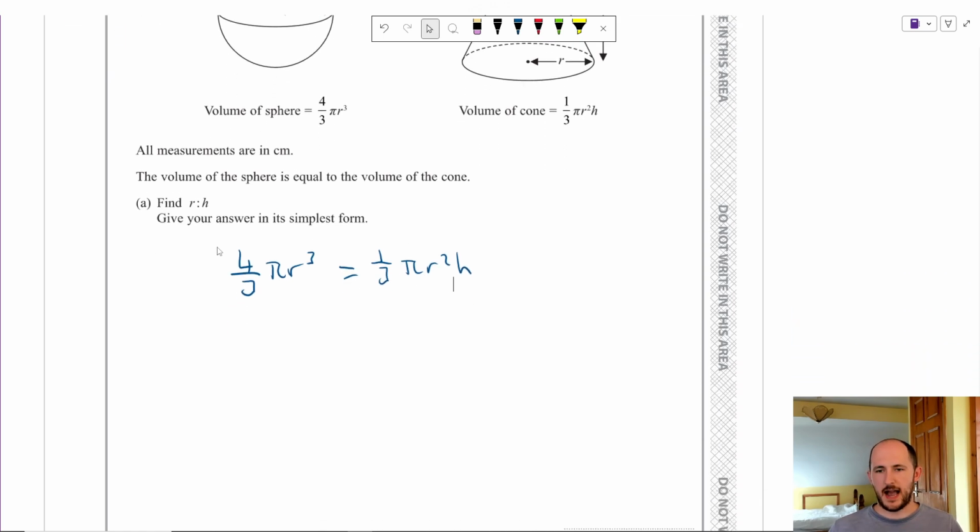Anyways, from simplifying, we can divide both sides by pi. We could times both sides by 3. And we could also divide both sides by r squared. And that leaves me with 4r is equal to h.